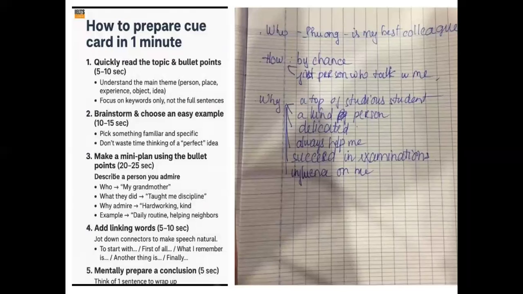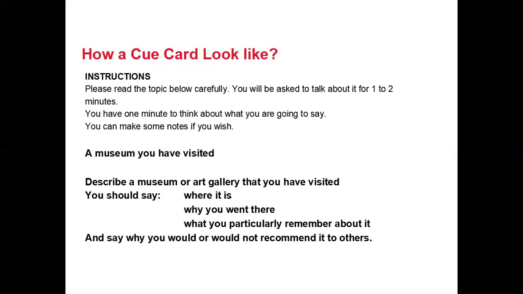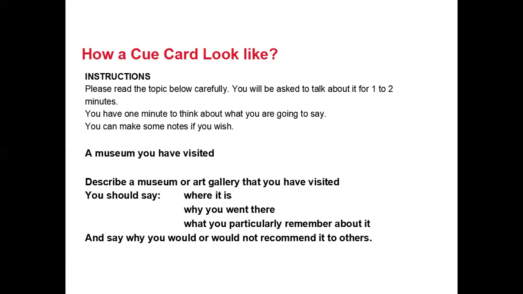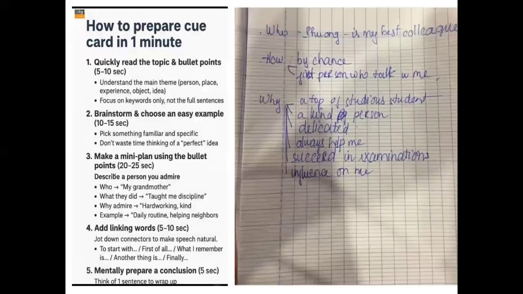You have to quickly read the topic and bullet points. The bullet point means the prompt questions, that is who, why, how. You have to understand the main theme. The themes we have discussed earlier: person, place, experience, object, idea. And you have to focus on keywords only, not the full sentence. What were the keywords in the question? So the keywords were: describe a museum. So it is actually a description of the museum. We have to describe the museum, although the notes are not relevant to this question.